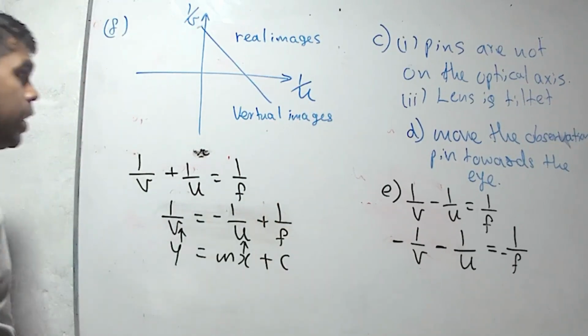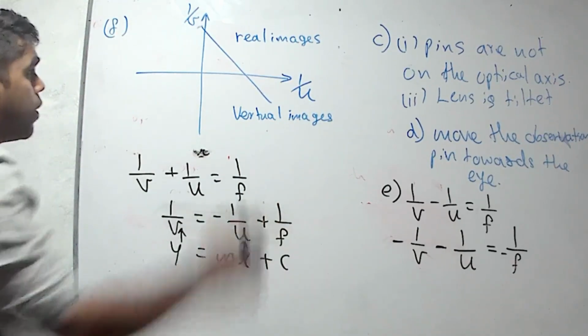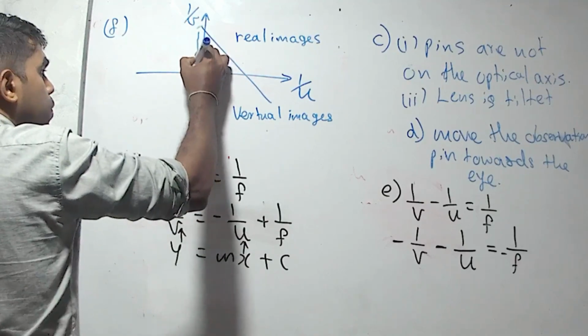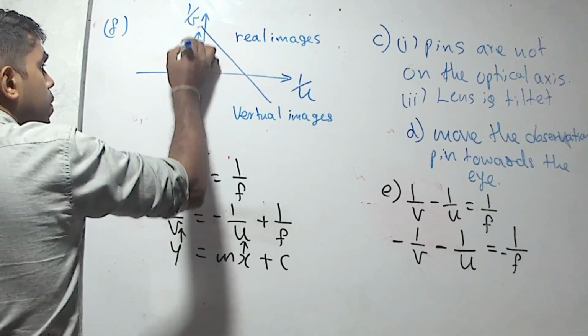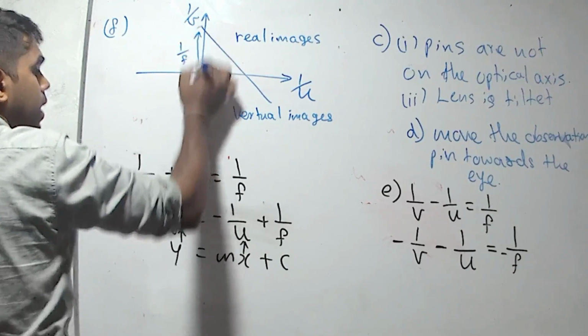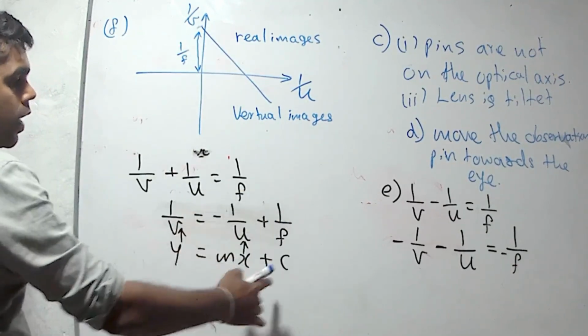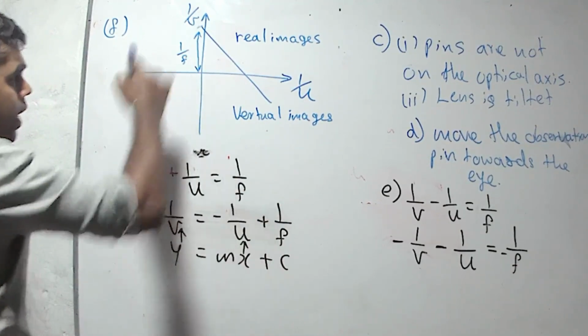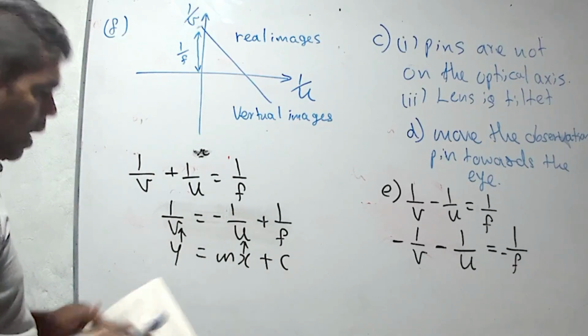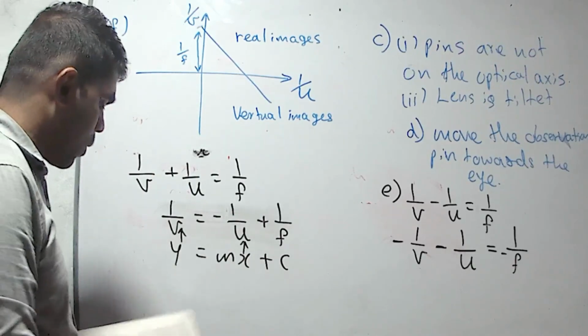And after drawing the graph, we can find the focal length. 1 over focal length is the intercept of the graph. C value is 1 over focal length, then we can find the focal length by using the intercept of the graph.